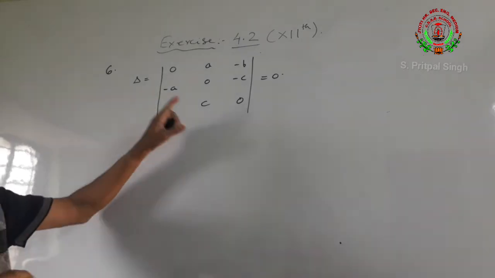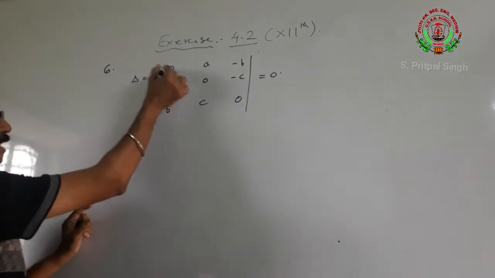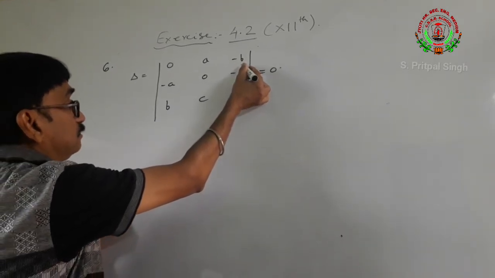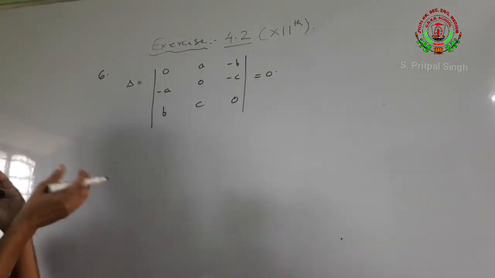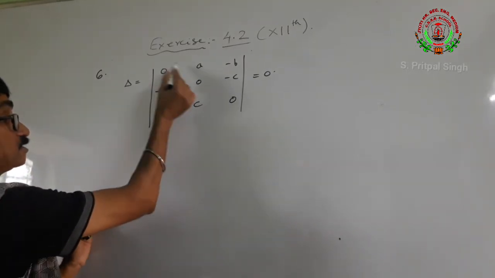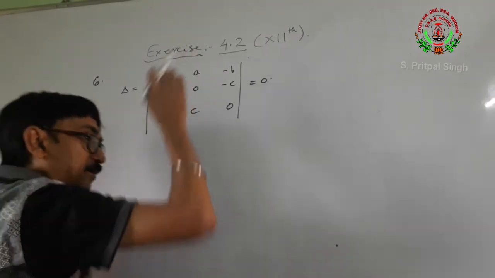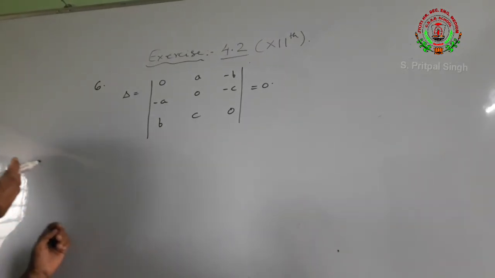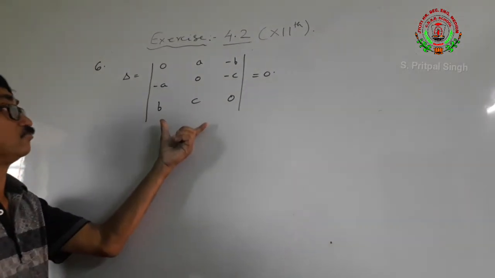Now it is another important question. Just first see the question carefully. All the diagonal elements are 0, and the upper diagonal elements and the lower diagonal elements are the same but of opposite sign. The principal diagonal elements are 0 and the upper and lower diagonal elements are the same but of opposite sign. So there is a shortcut to solve this question also, where without evaluating we have to solve it.